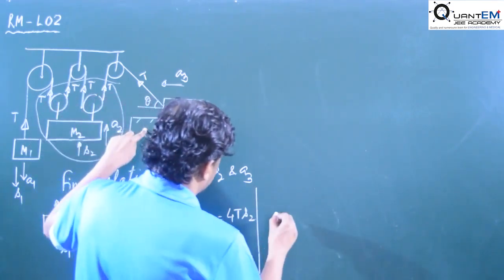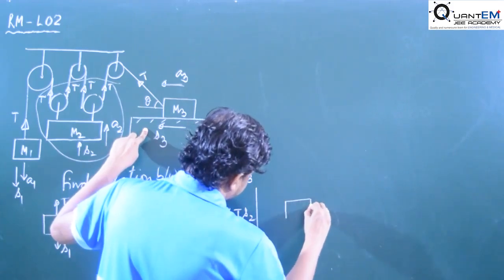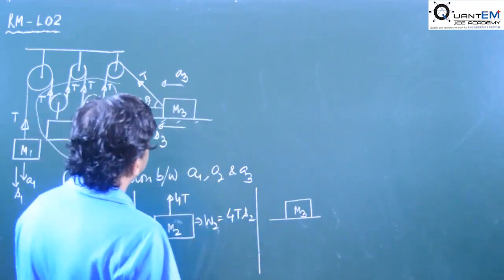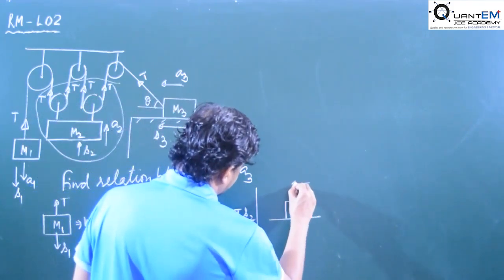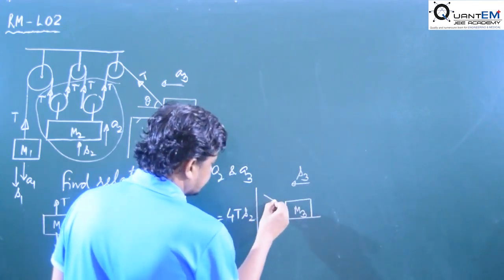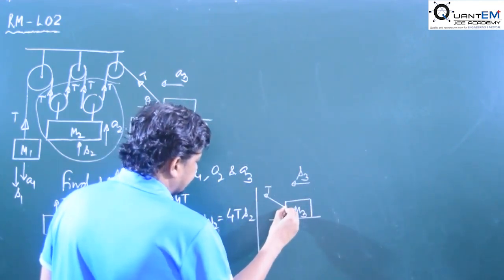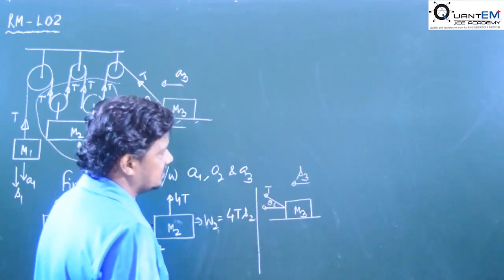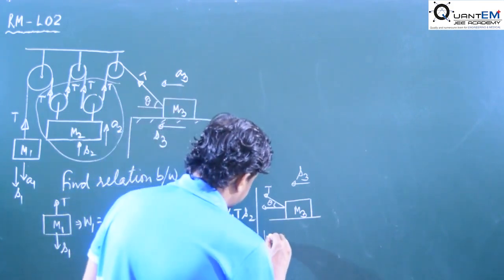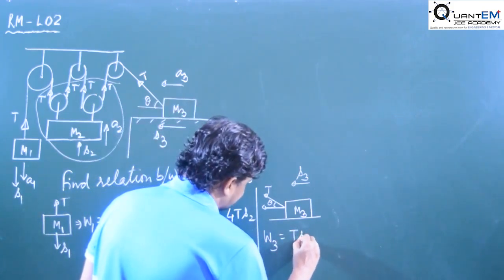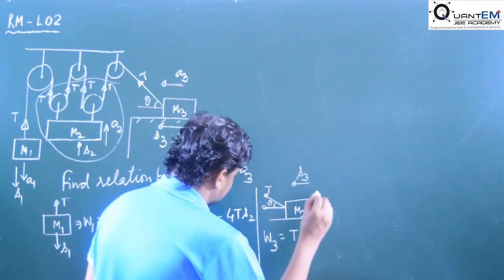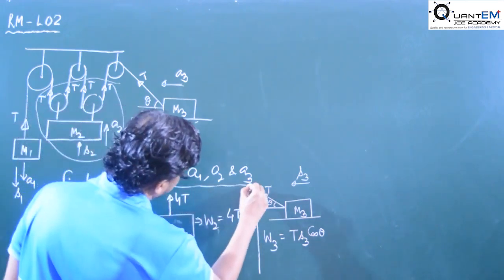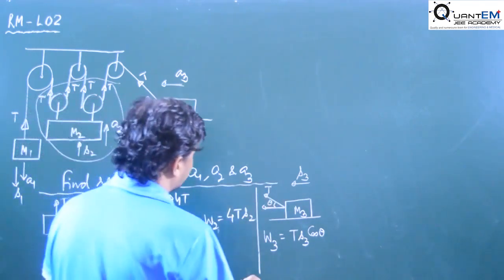Now we come to the third mass, m3. Here displacement is in this direction, it is s3, tension, this angle is theta. So what is the angle between tension and displacement? That is theta. So here work done is T s3 cos of theta. Now what will be the net virtual work for the system? The net virtual work is also always 0.